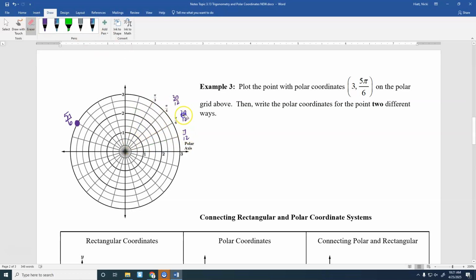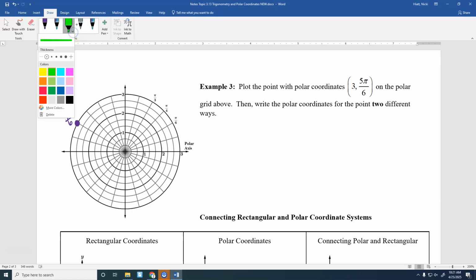So this point right here, we need to write in 2 different ways. There are an infinite number of ways I can write that angle. I could just add or subtract 2 pi as many times as I want. The first one I want to look at, though, is using a negative radius, because I think that's interesting. Could you do negative 3, 11 pi over 6?